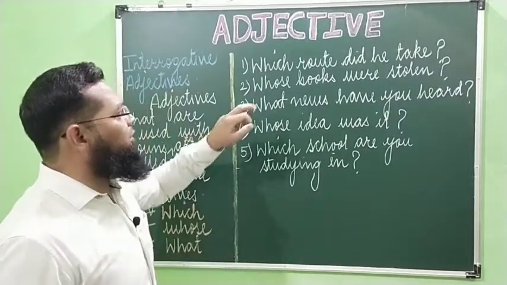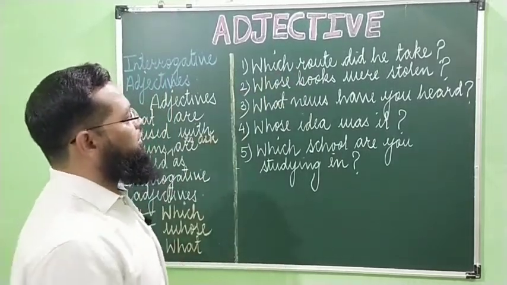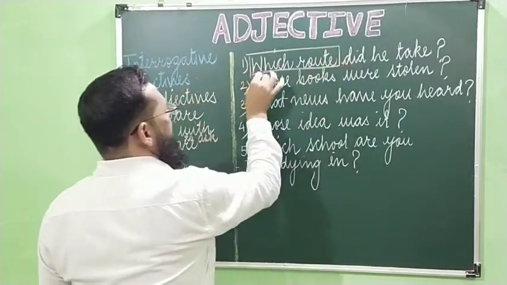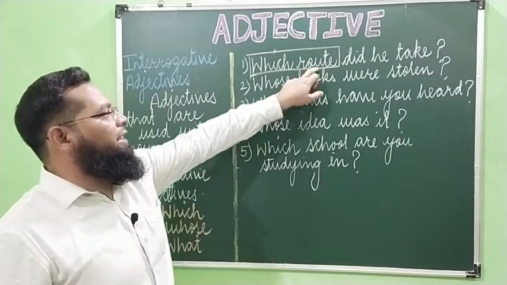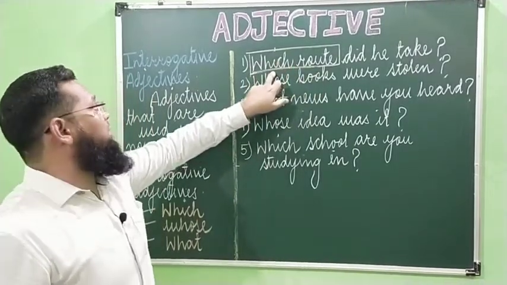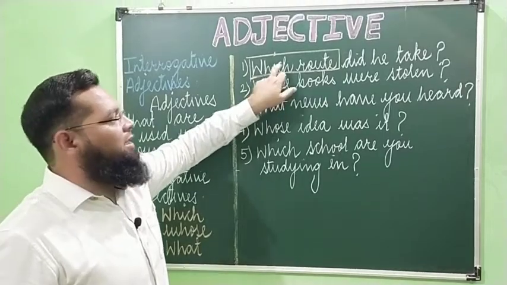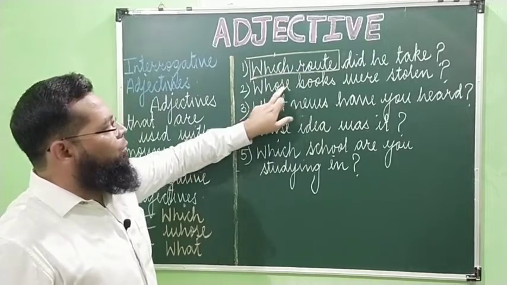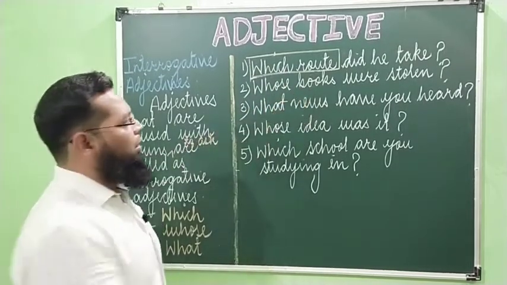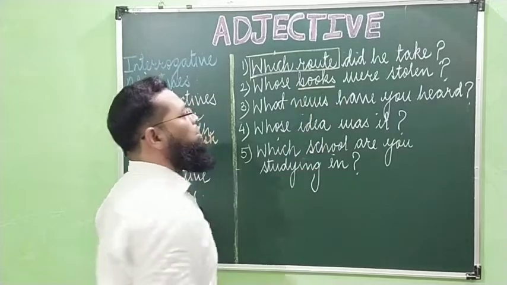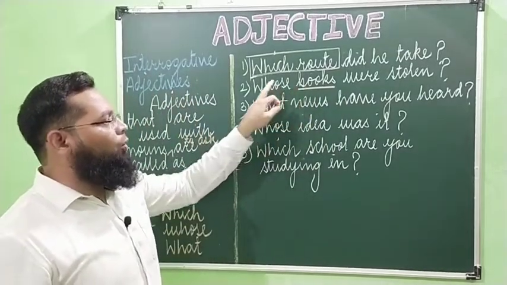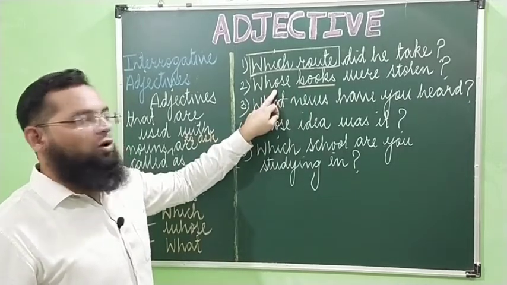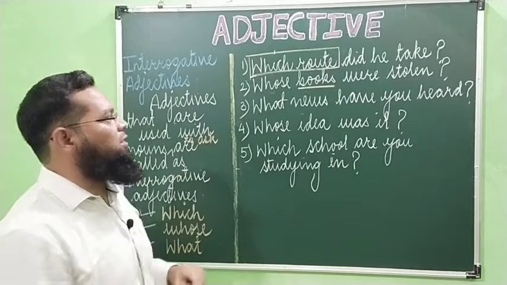For example, which route did he take? Here route is a noun, and it follows which. That's why which will be an interrogative adjective, as the noun route follows it. Second example: whose books were stolen? Here books is a noun following whose. That's why whose will be an interrogative adjective.